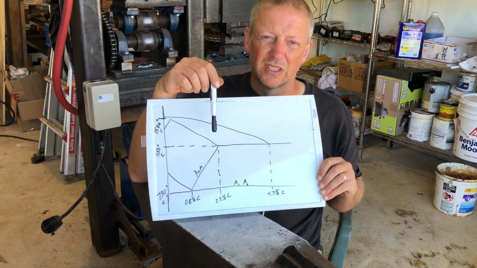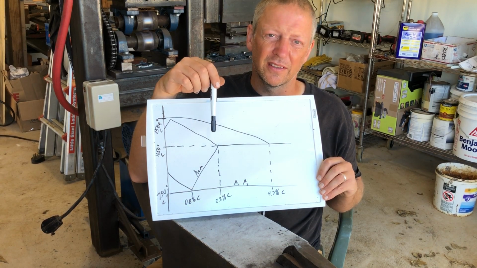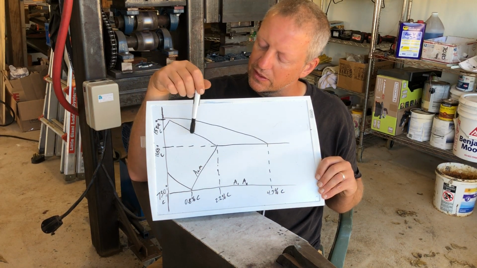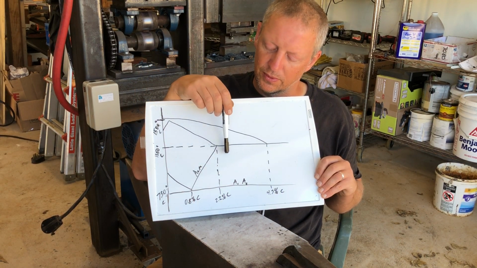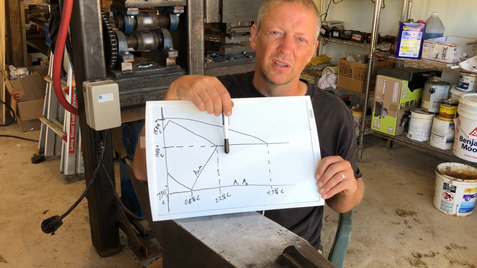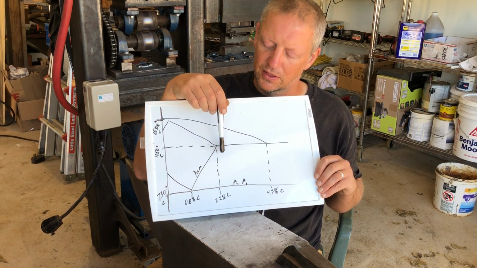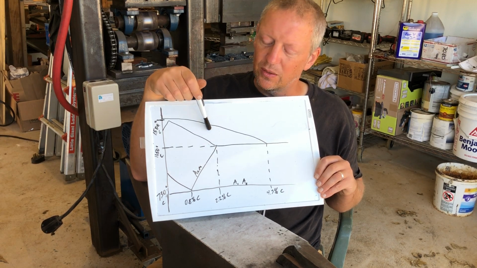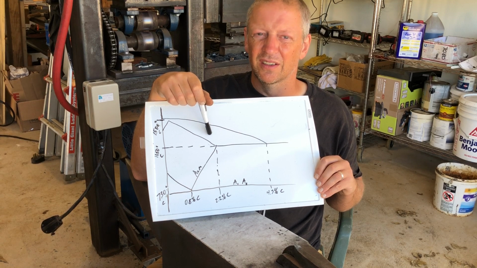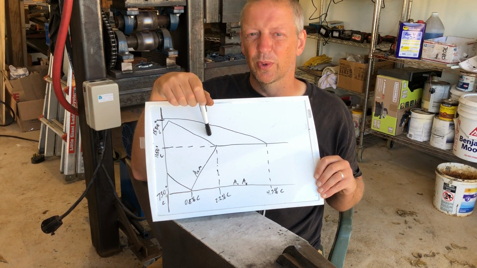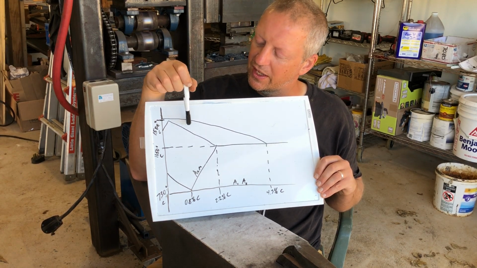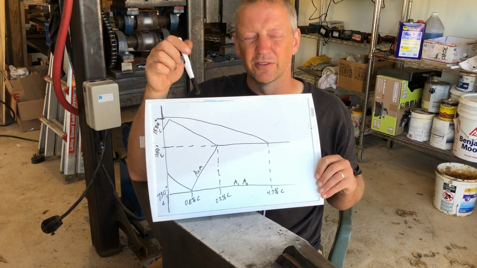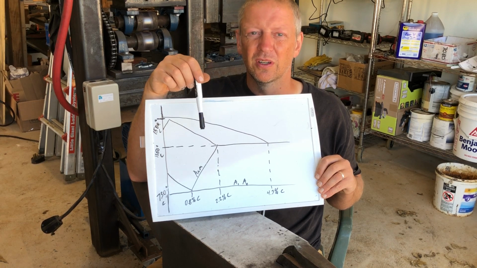Now, how does this affect us? What happens if you cross that? So basically, here we have the austenite zone. Here we have a mixture of austenite and cementite. And here we have a mixture of austenite and liquid iron. So this is often referred to as the mushy zone. I often refer to it as the wet sand zone.